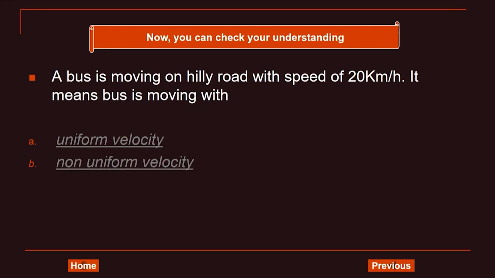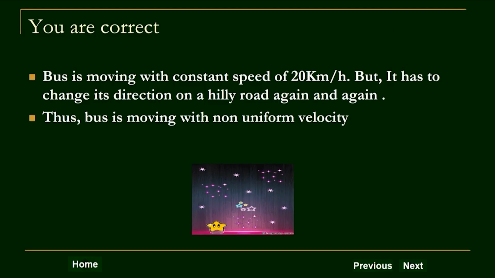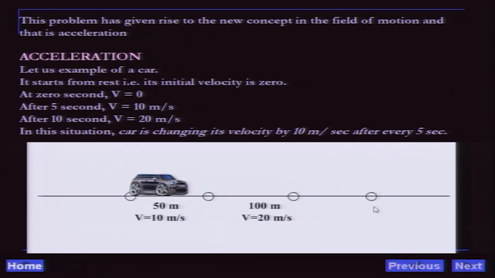A bus is moving on a hilly road with a speed of 20 km per hour. It means the bus is moving with non-uniform velocity. So you are correct. So again the feedback is given. Next slide. This problem has given rise to a new concept in the field of motion, and that is acceleration.